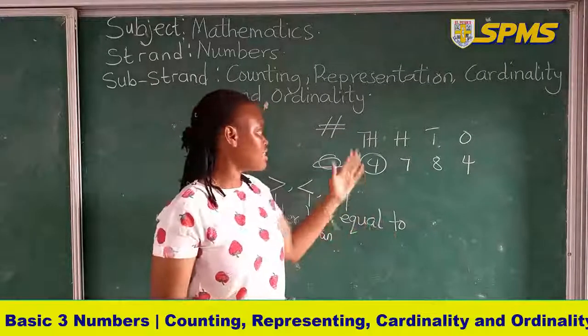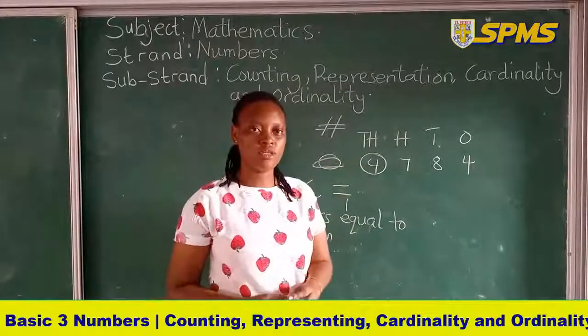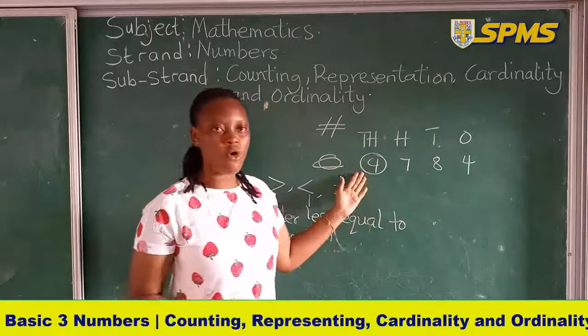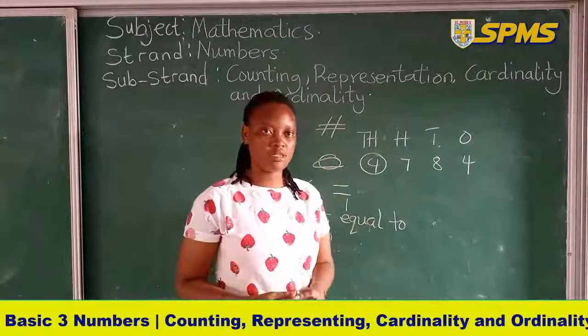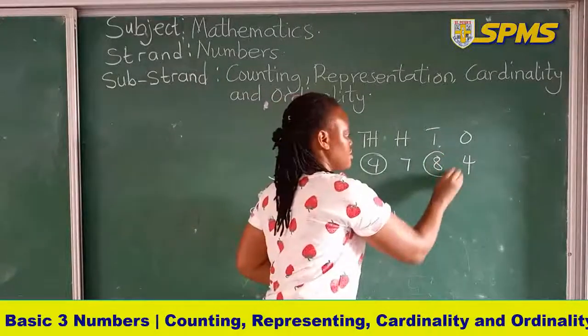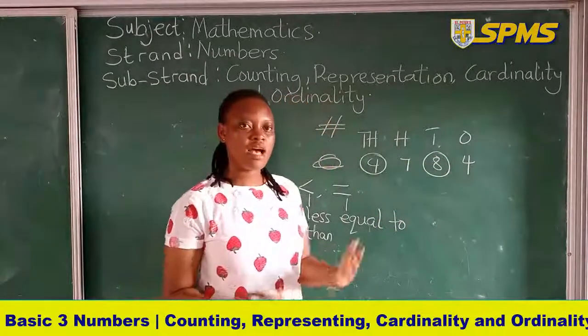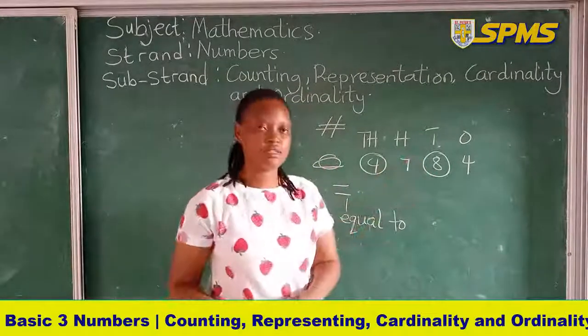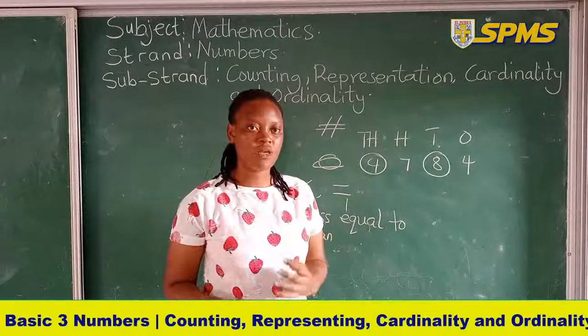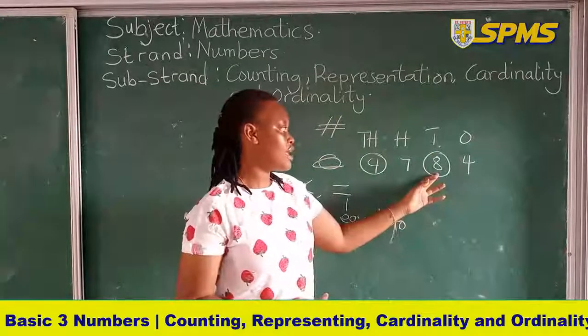So 4 is under the thousands column. So the place value for 4, we can say that it is thousands. What about 8? Where can we locate 8? 8 is under the tens column. Therefore, the place value for 8 is tens.